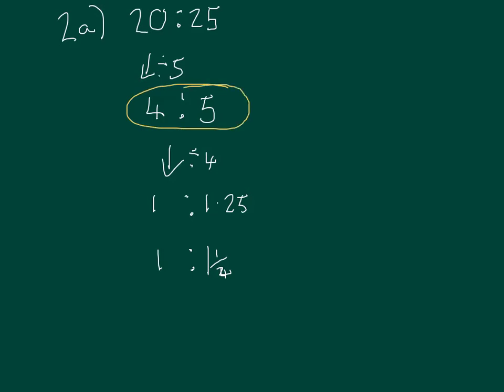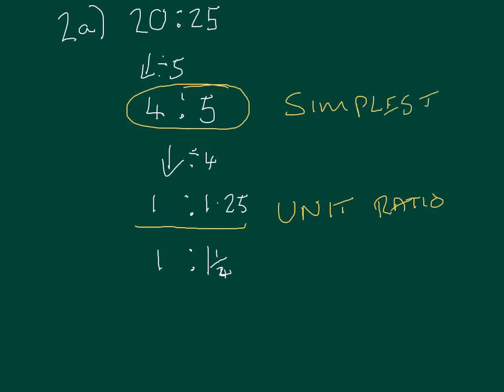If you were asked to express it as a unit ratio, then this is the answer. So this would be a unit ratio, and this would be simplest form. Question 2a asks us just to simplify, so we would generally use simplest form.